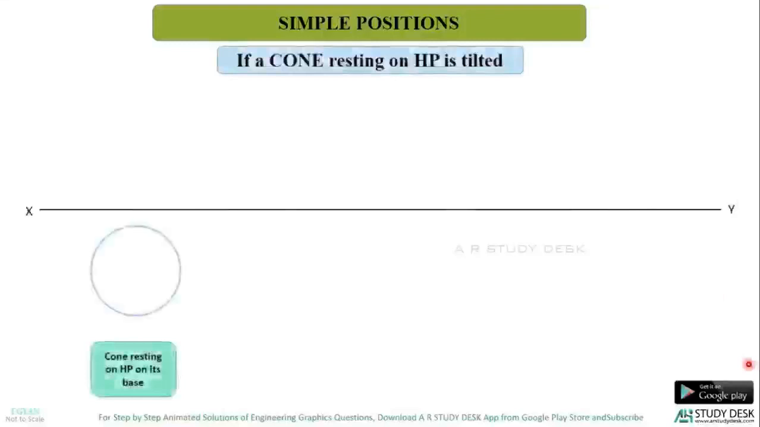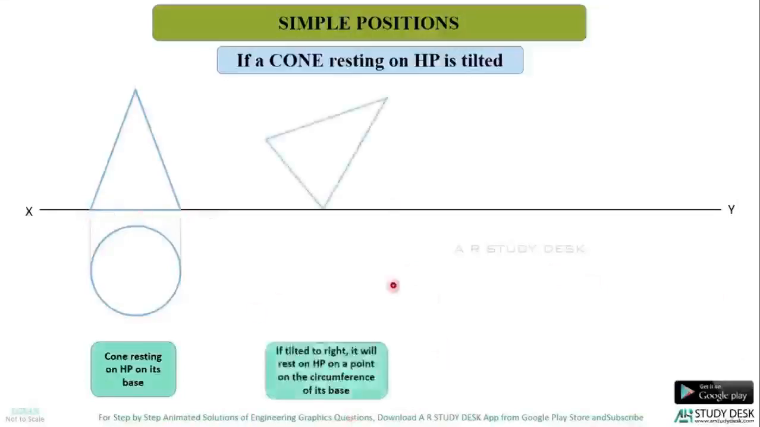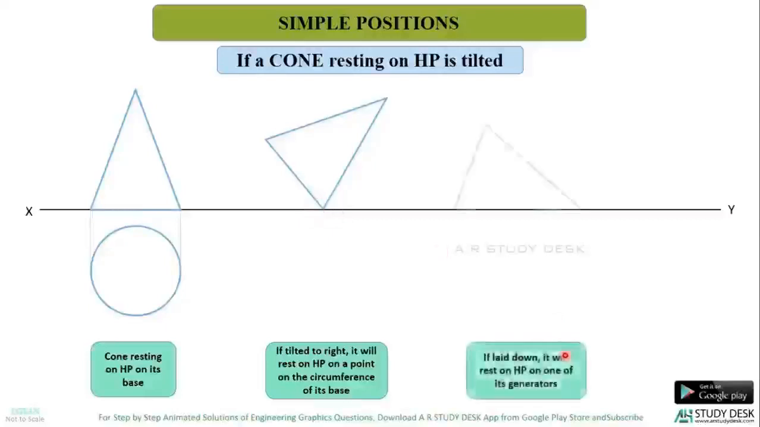Now, this is the simple position of a cone resting on HP on its circular base. What happens if this is tilted to the right? So what is this? It is a point on the circumference of its base, or it is a point on the rim. Is it clear? Now if I make it lie down to the right side, what happens? It will rest on one of its generators. Hope this is very clear.